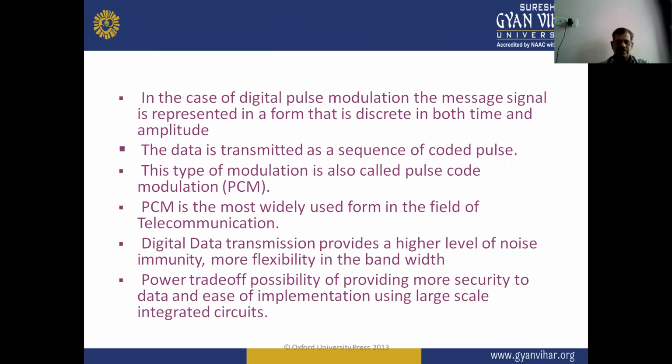In the case of digital pulse modulation, the message signal is represented in a form that is discrete in both time and amplitude. The data is transmitted as a sequence of coded pulses. This type of modulation is also called pulse code modulation, PCM. So that is the digital modulation. PCM is the most widely used in the field of telecommunication engineering.